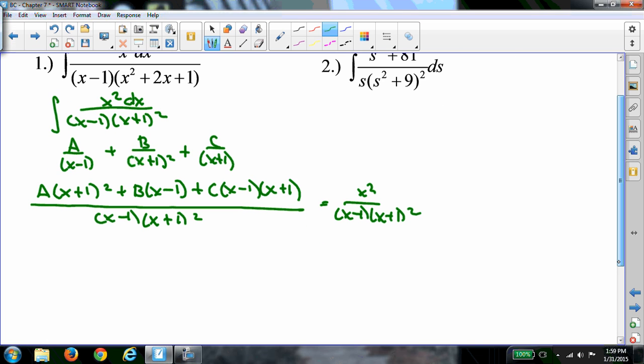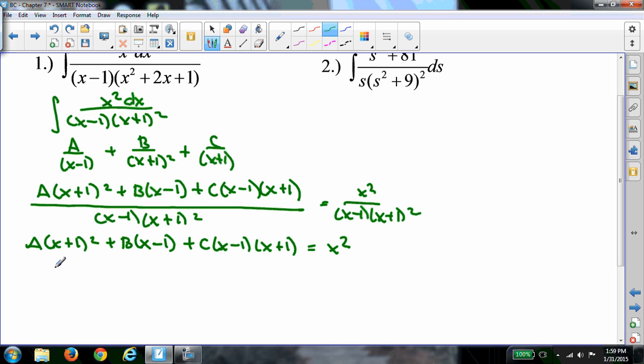This means my numerators have to match. So a times x plus 1 squared plus b times x minus 1 plus c times x minus 1, x plus 1 has to somehow equal x squared. So I need to find the values of a, b, and c to satisfy this equation. One technique we talked about was substituting in values of x to solve for a, b, and c.